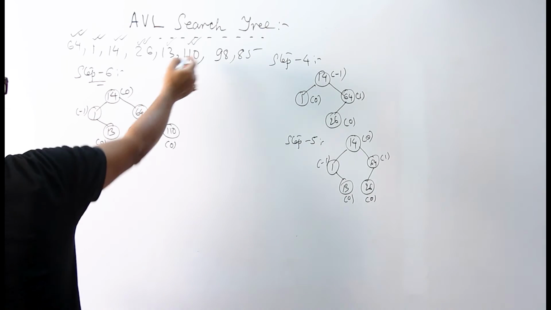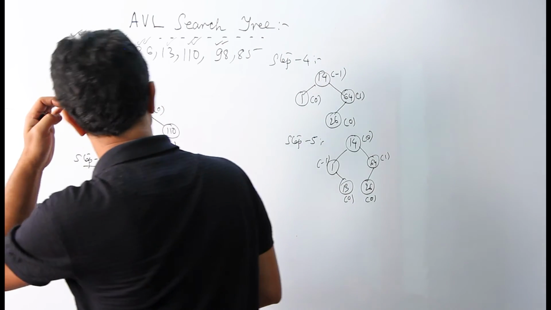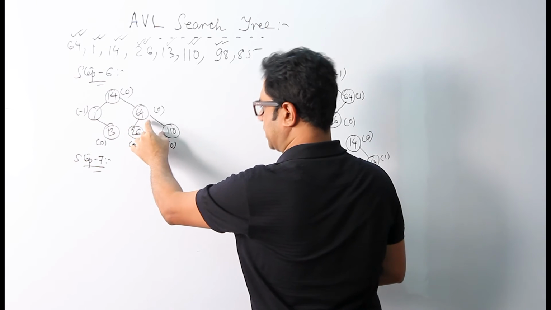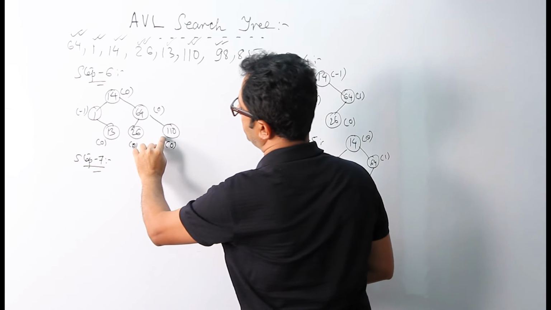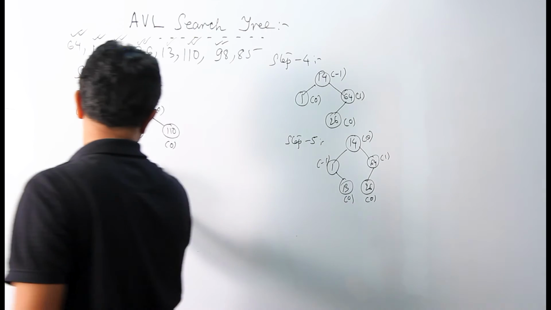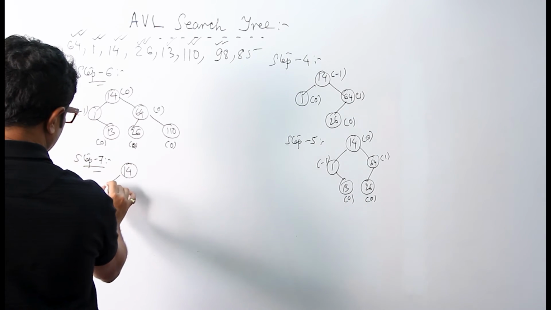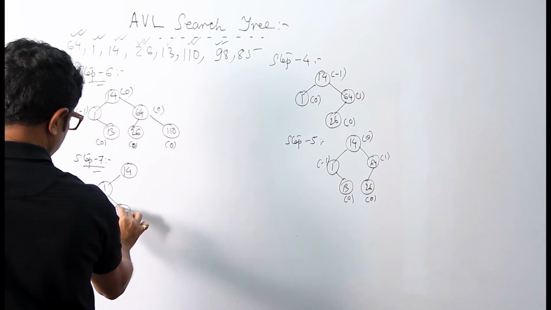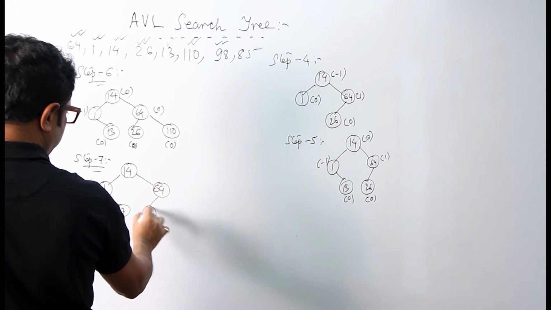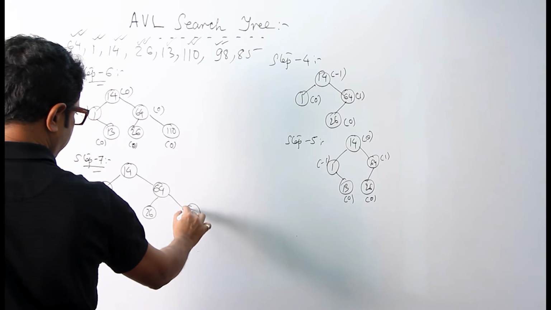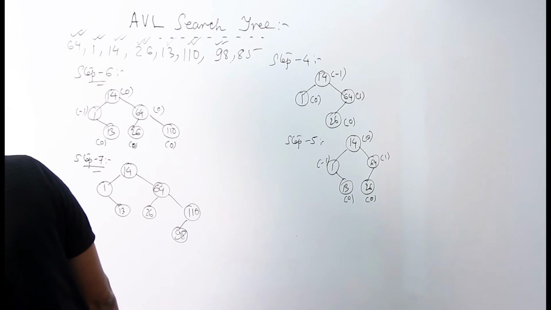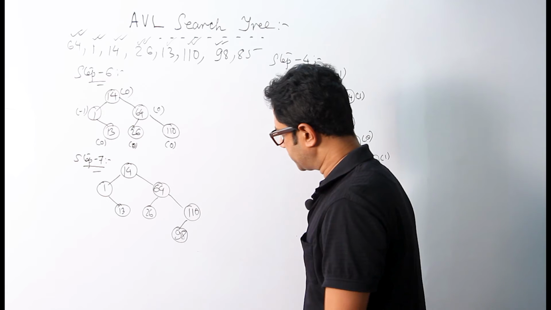So step 7, in which we can see that we have to insert this 98. So how to insert this 98? 98 is greater than 14, greater than 64, but less than 110. So 98 will be inserted on the left subtree of 110. So it will look like this: 14, 1, 13. This will be 64. This is 26. This is 110, and this will be 98. So we have to calculate the balance factors once again.